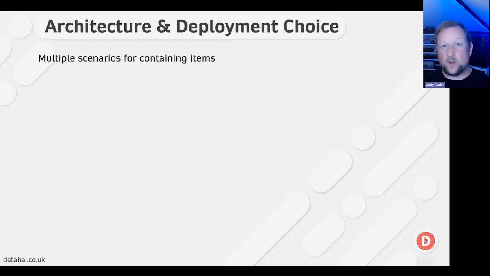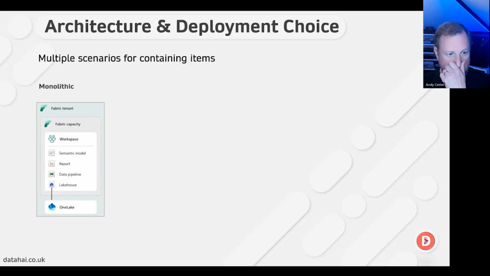So Microsoft have put together multiple scenarios for containing items, and this is a starting point for people to help them understand how they might want to set up their workspaces. So we'll start from a very, very simple one, what they call monolithic. Now, to be honest with you, I don't really like the word monolithic, but that's what Microsoft have in their documentation. And this is where you have all of your items, your lakehouses, your warehouses, your data loading pipelines, your notebooks, and your semantic models in a single workspace.